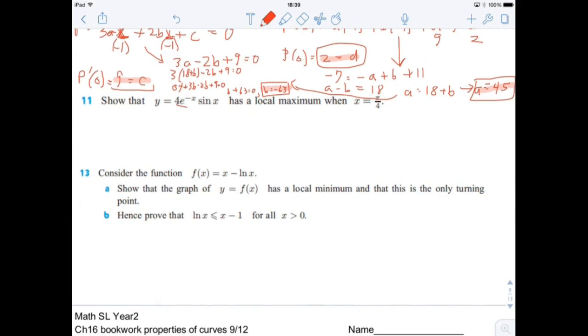Show that this function has a local maximum when x equals pi over 4.